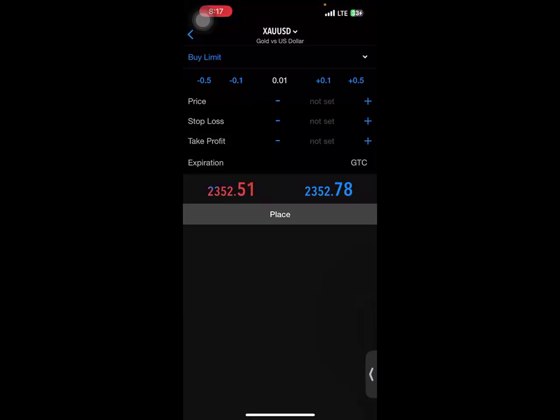And for buy limits, I want you guys to jot this down as well. For buy limits, your entry price is always going to be lower than your current price. I want you guys to jot that down.